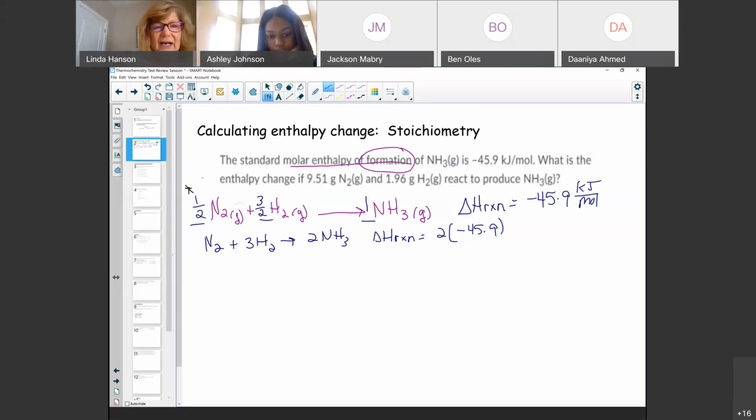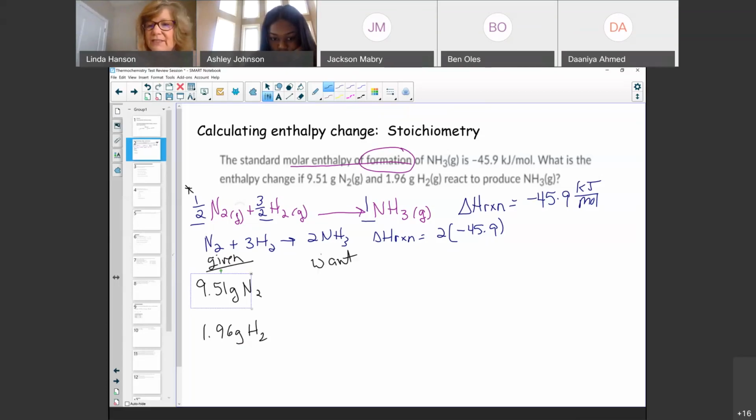Now here's what we're given. I have 9.51 grams of nitrogen, and I have 1.96 grams of hydrogen. So here is our given quantities. What we want to know, and this is just really our stoichiometry part, what is it we want? We want to know the heat. So we want the delta H. This turns into really nothing more than a limiting reagent problem, right? I'm given the quantity of both reactants and want to know the maximum yield.